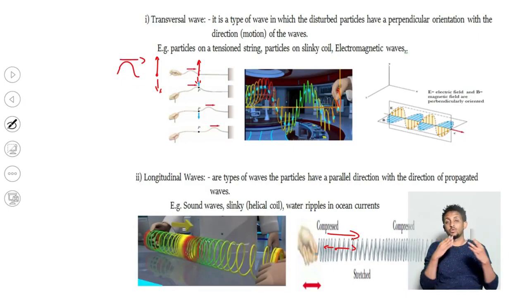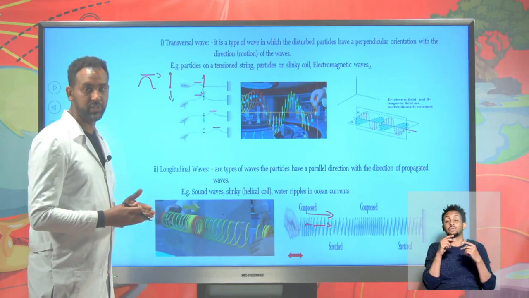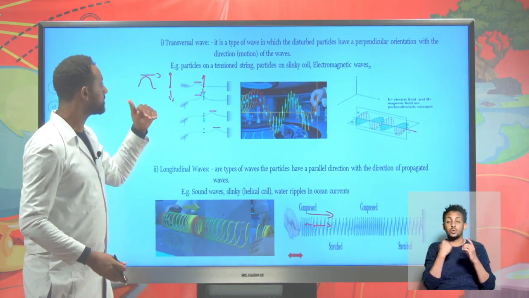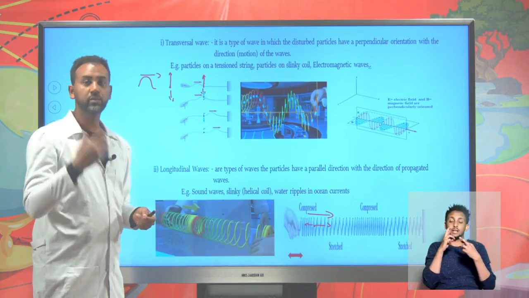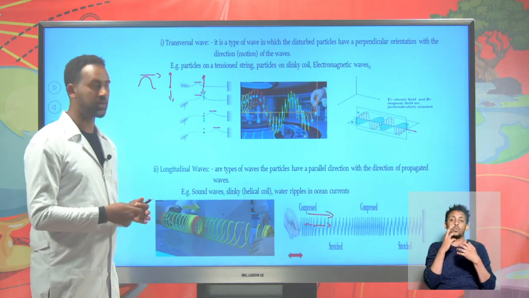A good example of a longitudinal wave is a sound wave. A sound wave has a direction parallel to the disturbed particles, whereas transverse waves include a tensioned string and water ripples. An electromagnetic wave itself is a transverse wave.